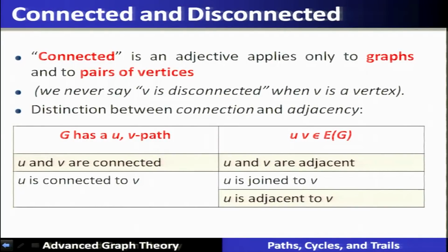Now, if a graph G has a UV path, then U and V are connected, that we have already discussed. Similarly, if UV is an edge in a graph, then we say that U and V are adjacent. Or we can also say that U is joined to V or U is adjacent to V. So, that is the difference between adjacency and connection. Connection means connected through a path, that is called a UV path.